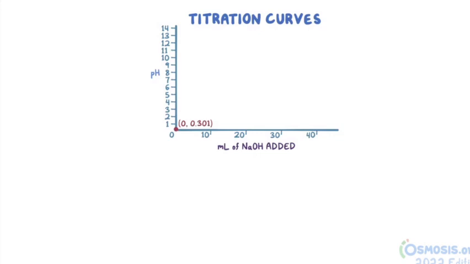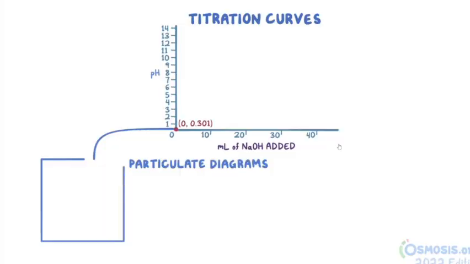Titrations can also be represented by particulate diagrams. Since we haven't added any of our base yet, the only ions present are H+ and Cl-. Since the concentration of H+ ions and Cl- ions are equal, the diagram has two particles of each ion.